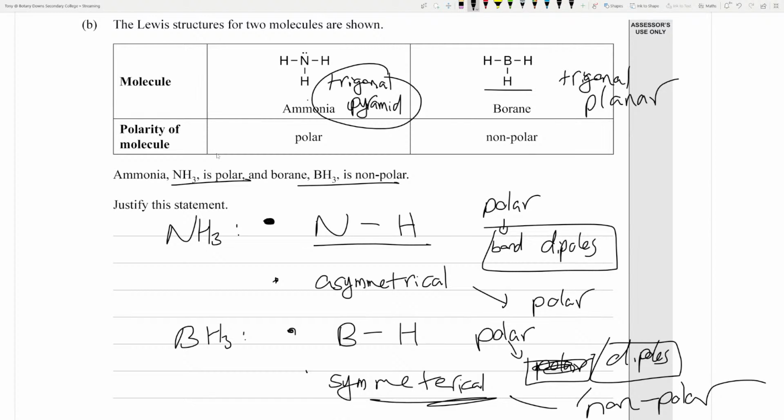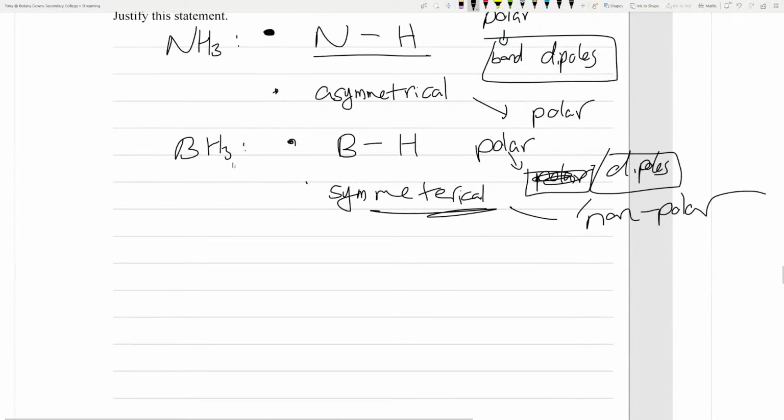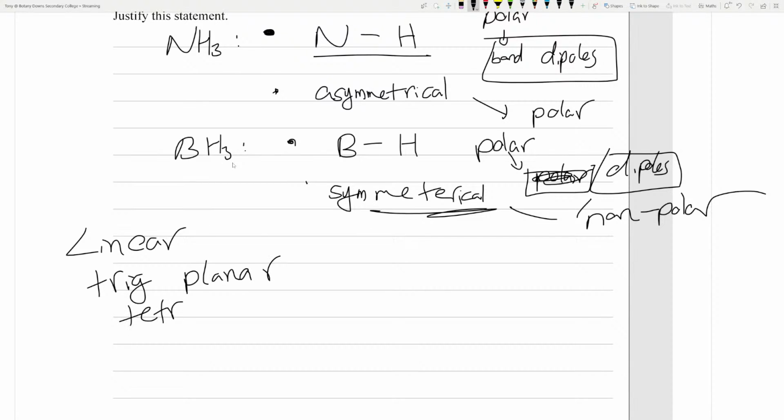And someone in the chat asked me which shape is symmetrical. So your linear, your trigonal planar, and your tetrahedral. So these are your symmetrical shapes.